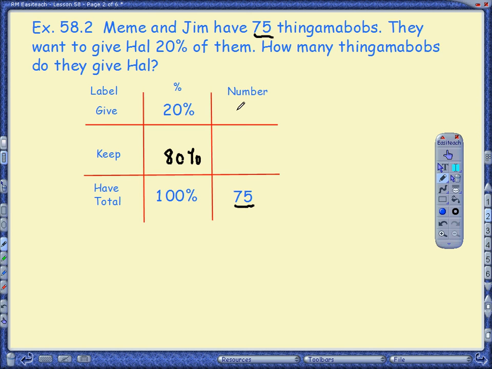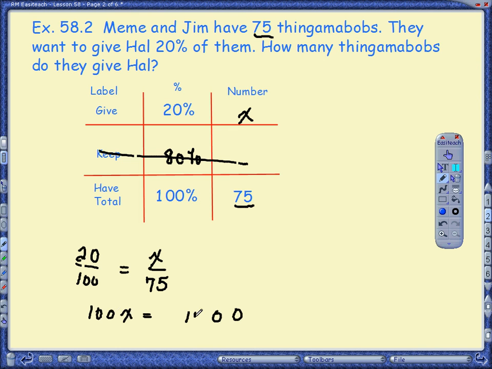We want to know how many they give to Hal, so our X is going to go by give. We don't need to use this line, and we set up our proportion. We do 20 over 100 equals X over 75. 100 times X then equals 20 times 75, which would be 1,500. We divide through by 100, and we get 15 for X. So they gave 15 to Hal.